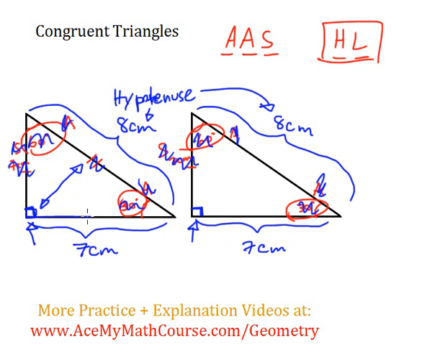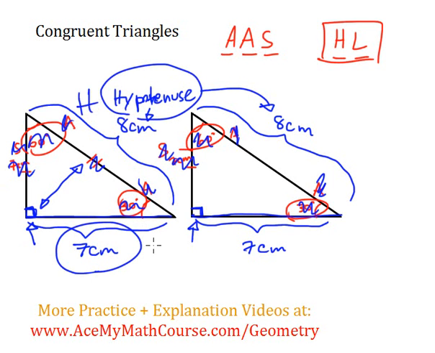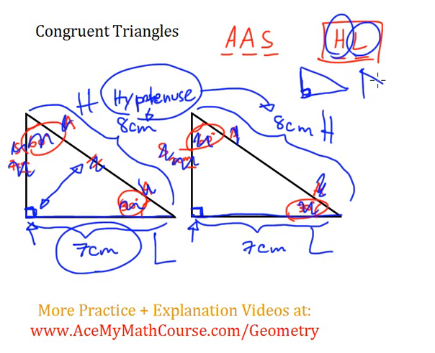So this is a leg of this right triangle, and so is this one. And they're the same. So through hypotenuse leg, so HL, we can prove that these two triangles are in fact congruent. So hypotenuse leg. Every time, first we always need to know that we have a 90-degree angle. So we have two right triangles.